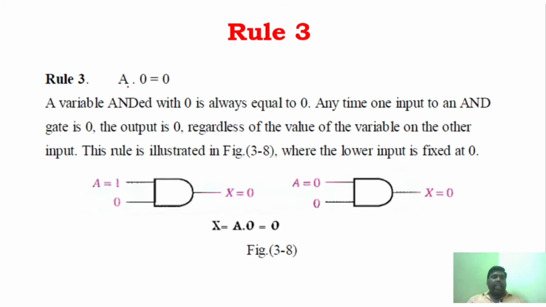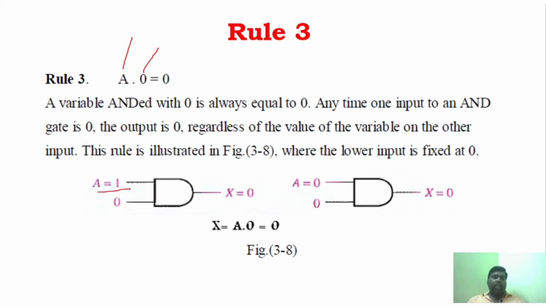Right? And a dot 0 is equal to 0, right? That is, any variable that is ANDed with 0 is equal to 0. That is the multiplication rule, right? Anything that is multiplied with 0 is always 0, right? So how to prove this? Now we consider one input is 0, another input is a, correct?